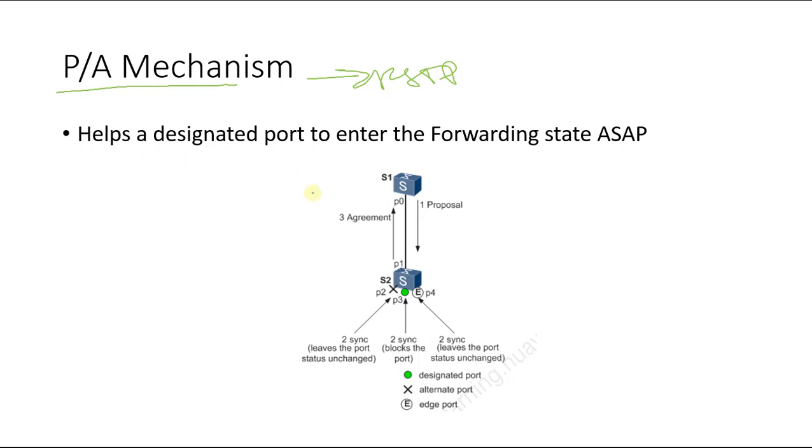Okay, as you can see here, the PA mechanism works by blocking non-root ports. This is blocking. Leave the port status unchanged. Leave the port, the alternate port. So the goal is to help the designated port enter the forwarding state as soon as possible.